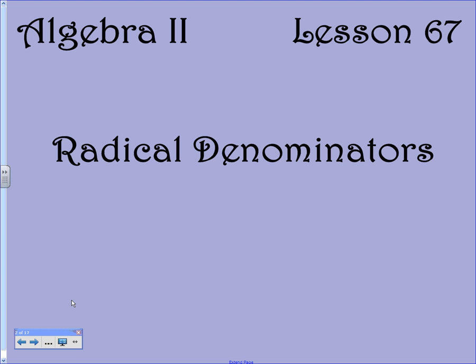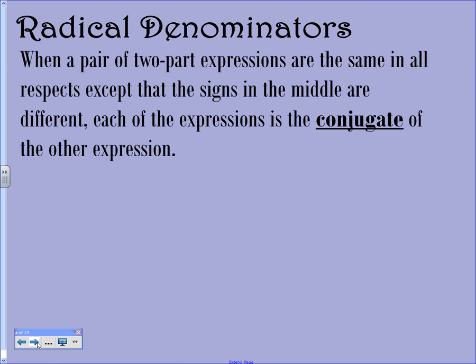All right, so we're looking at lesson 67 today. We're looking at radical denominators. We talked about rationalizing the denominator yesterday. Do y'all remember that? How do you rationalize the denominator? Multiply the whole fraction by the radical over itself, on top and on bottom. But now we're going to be looking at radical denominators, so it's a little bit different. So hopefully you'll understand radical denominators after today.